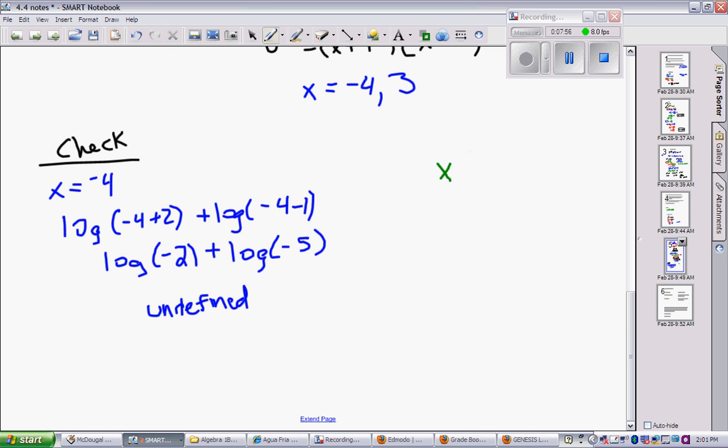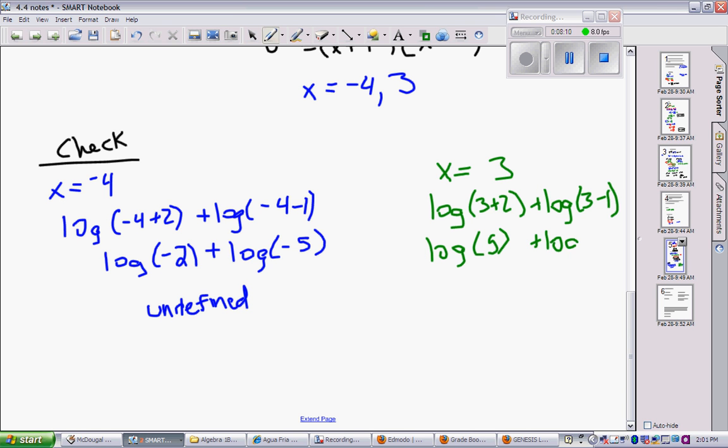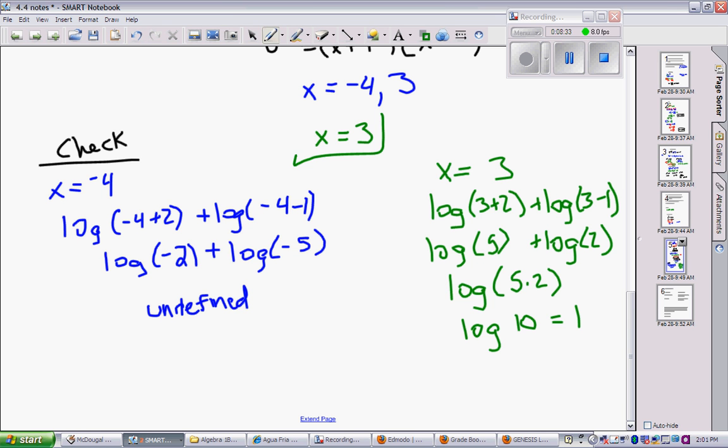If you try x equals 3, log of 3 plus 2 plus log of 3 minus 1 goes down to log of 5 plus log of 2. Now we can combine these into log of 5 times 2, and you get log of 10, which goes to 1. So x equals 3 is the solution. Negative 4 did not work.